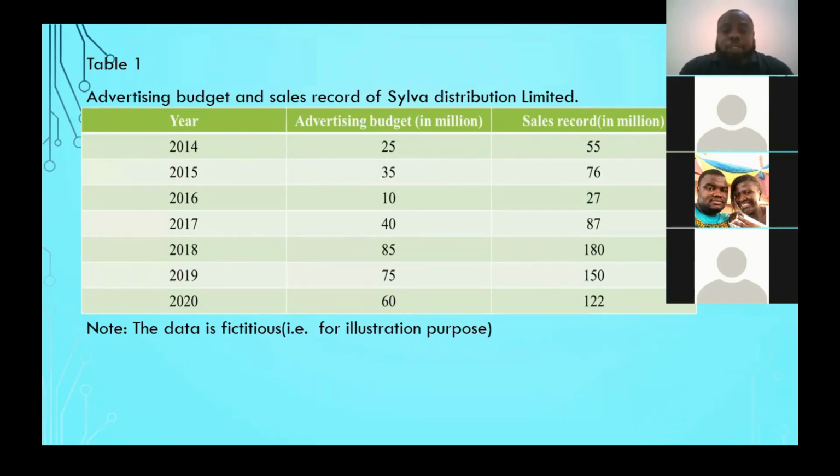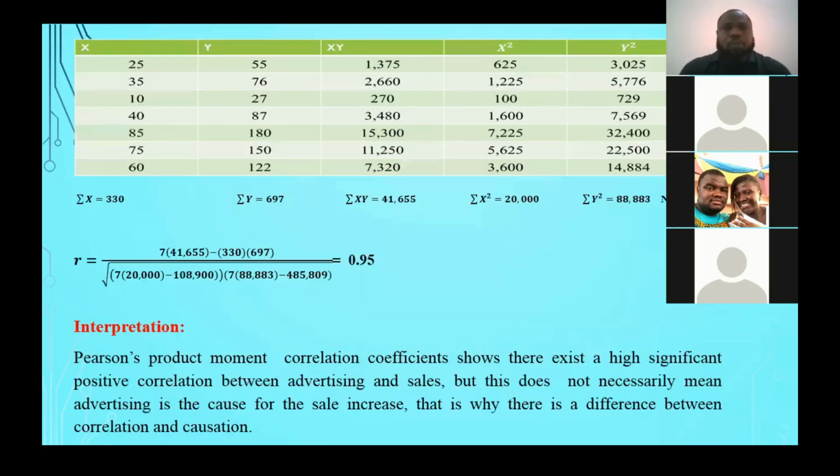As listed for 2016, 2017, 2018, 2019, and 2020. For 2020, which is last year, they budgeted 60 million and recorded sales of 122 million. I have a footnote to this data that the data is fictitious. It is for illustration purposes. I have used the data received to calculate the Pearson correlation coefficient.